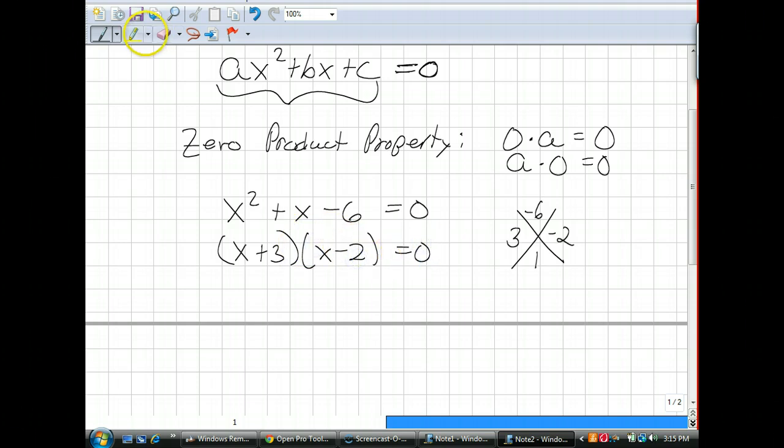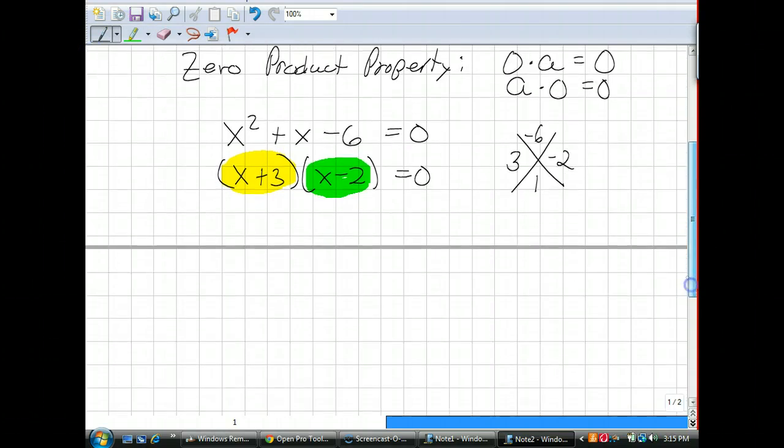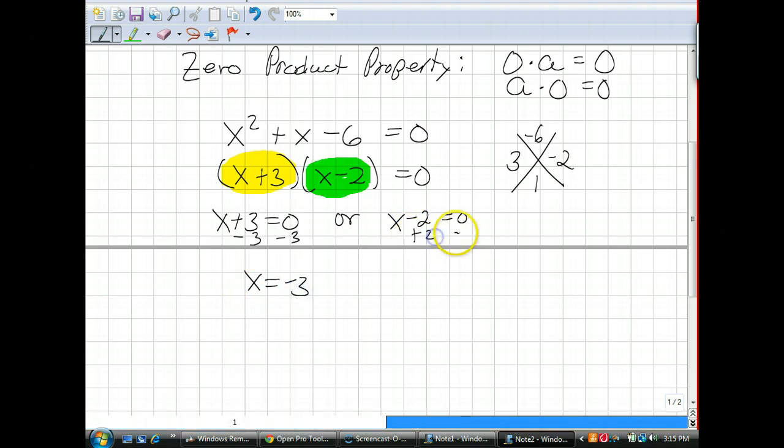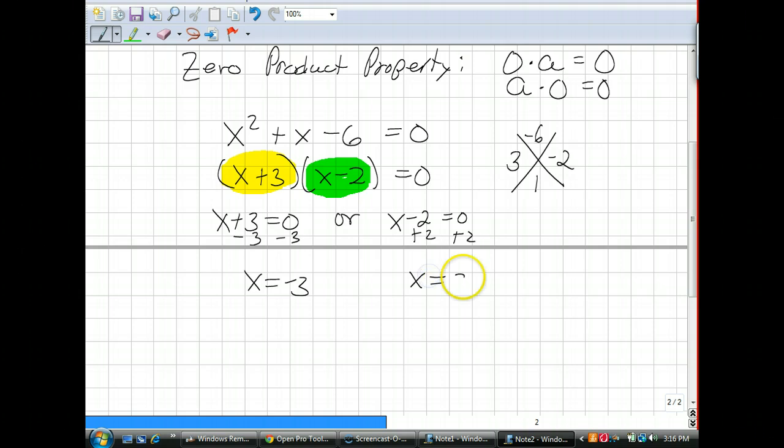Okay, now remember, if something's in parentheses, we treat it like it's a number. So if we can make this number equal 0, then the whole thing will equal 0. Or if we can make this one equal 0, then the whole thing will equal 0. So what we do is we force it to be 0. So we say, okay, x plus 3 has to be 0, or x minus 2 has to be 0. Solve for x. We get x equals negative 3, or x equals 2.